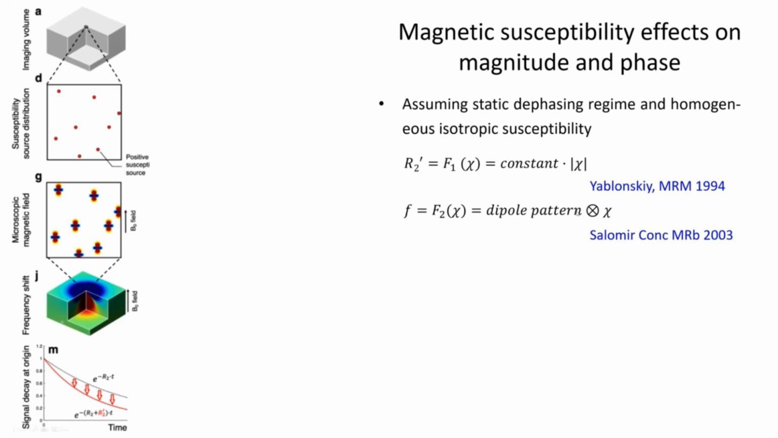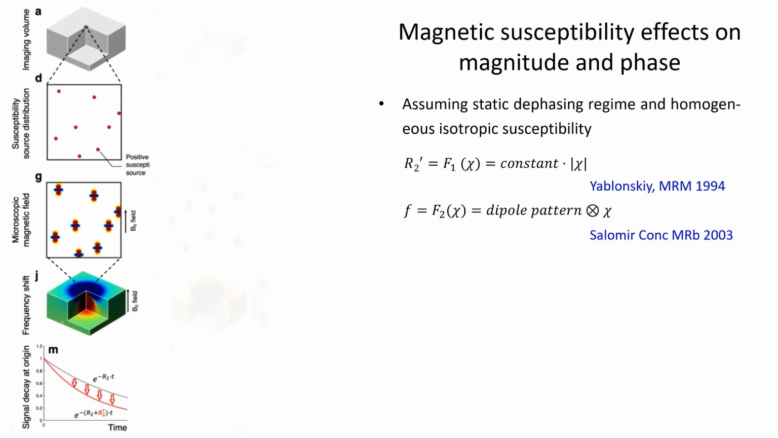And also the QSM literature shows that the frequency shift is the dipole pattern convolved with the susceptibility source of the voxel. The susceptibility concentration of the voxel is the field pattern that you get from the phase of your MRI data.